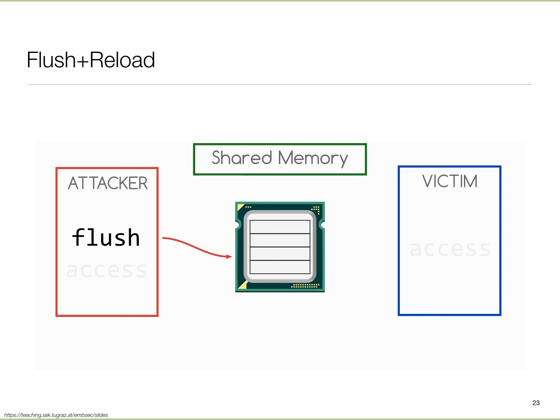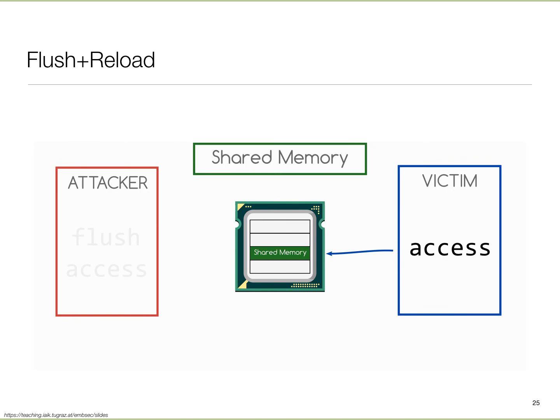Okay, so the attacker flushes. Now, it waits for the victim to access the cache. So the victim accesses some memory location, and then it accesses the values fetched from the memory, and then later on, the attacker is going to access it, and it will measure how long it takes. The attacker can always measure how long it takes to access the cache.